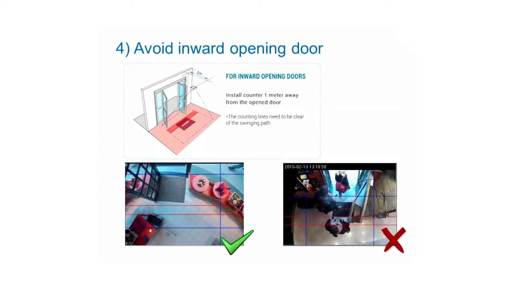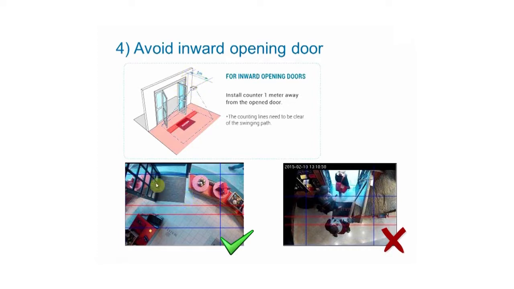Now sometimes you may have an inward opening door, then in order to cater for this, we want to avoid the swinging path, so that we make sure that the counting lines are away from the swinging path of the door, because if the door swings, then it might trigger the line. We don't want them to be touching the lines. So ideally for this case, we would encourage installing a meter from the doorway.